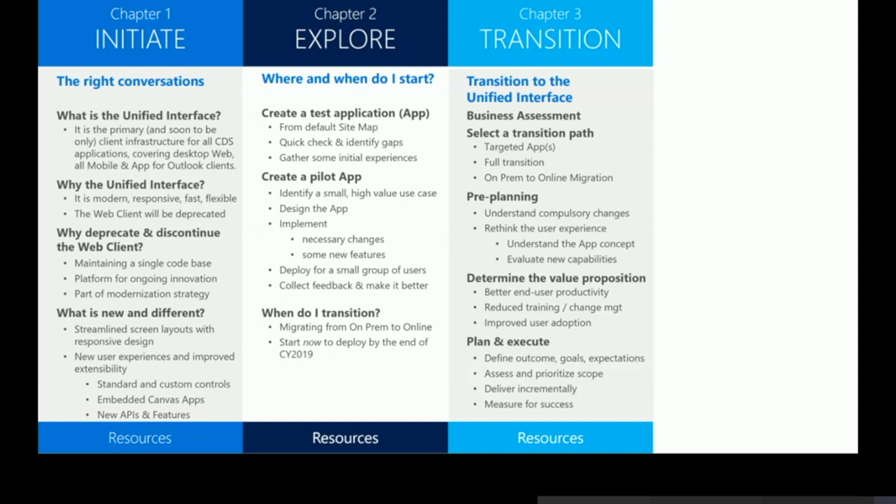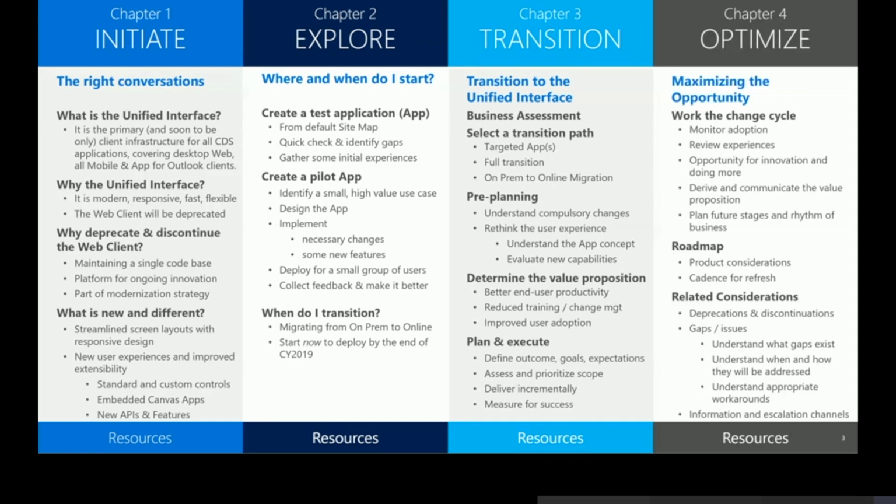And the last chapter we will be looking at is the optimization. How do you maximize the opportunity? What is the work cycle? How do I monitor my adoption? How do I learn? How do I derive and communicate the revised value proposition? How do I plan my future stages? What is the new rhythm of my business going to look like? That is impacted by the product roadmap, so we need to consider a few product considerations. There's the cadence of regular refresh, regular releases coming through. How do you work that into the rhythm of your business?